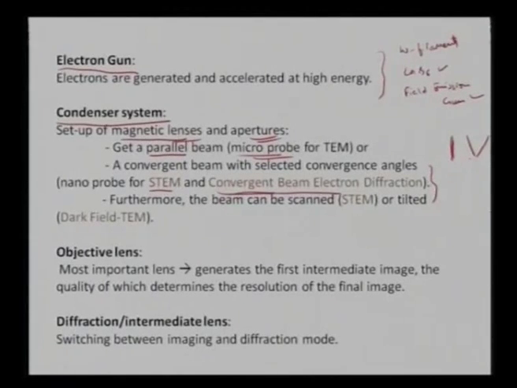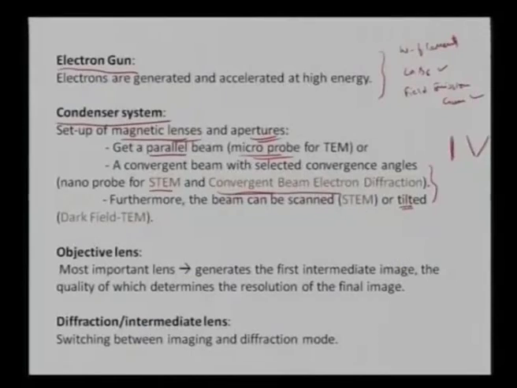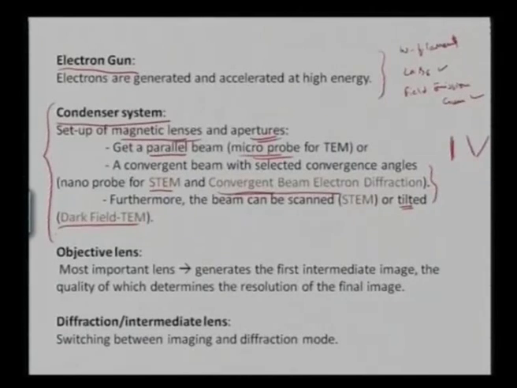For that I need condenser lenses, which can really direct my electron beam. If I can control the electron beam, I can get the information I am really looking for. Additionally, I can also tilt my electron beam to get dark field imaging. So dark field transmission electron microscope imaging can also be attained once I have control over the condenser lenses, so that I can guide my electron beam. That is the importance of the condenser lens systems, the electromagnetic lens systems.